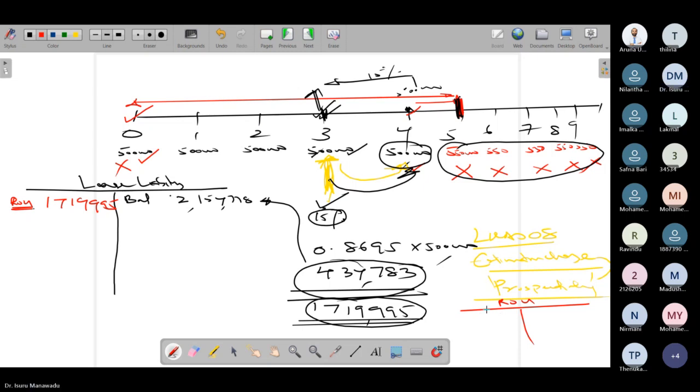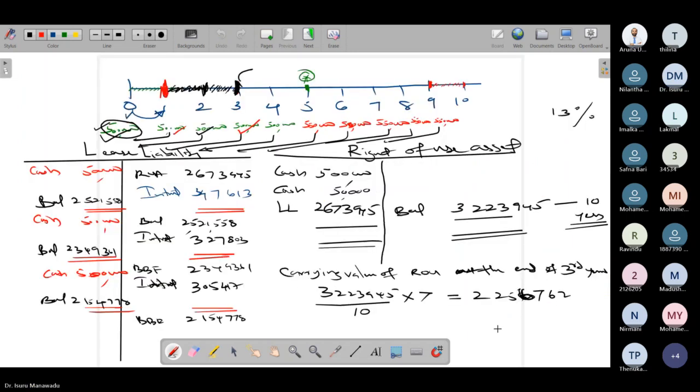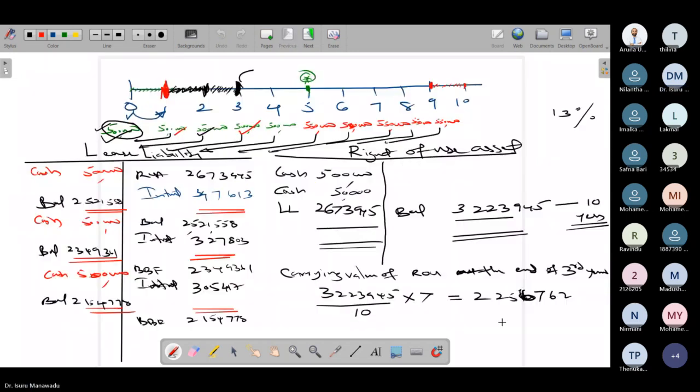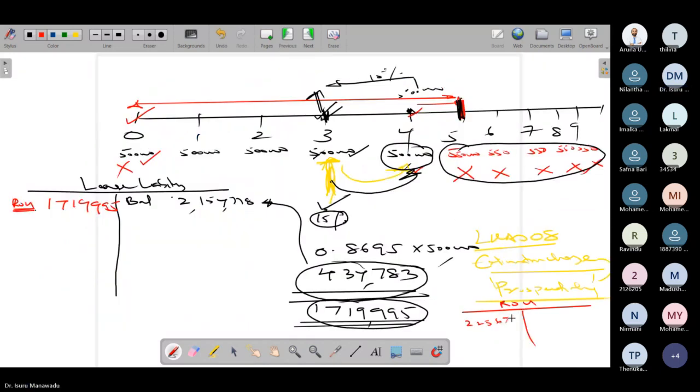Already we have the carrying value 2,256,000. How much came? 762, right. That is the balance. 1,719,995. Lease liability. Here, right of use asset. Okay.